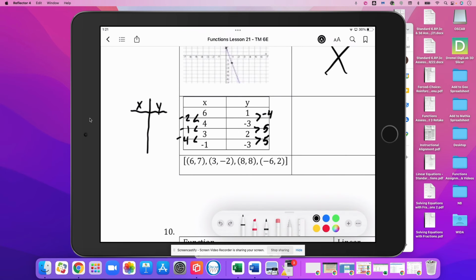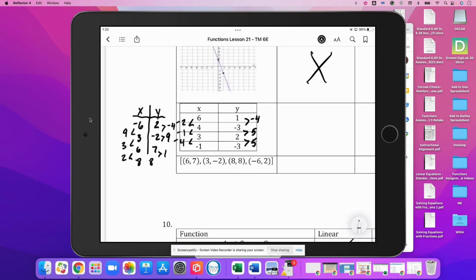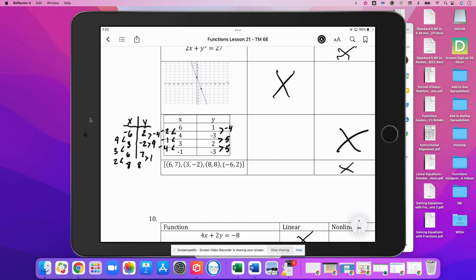So we're going to have, least to greatest, 3, so negative 6 with 2, 3 with negative 2, 6 with 7, and 8 with 8. So I get a negative 4, a positive 9, and a positive 1. So here I get a positive 12, positive 9, positive 3, and positive 2. So you can see again that there is no consistency there at all. So that is not going to be a function.